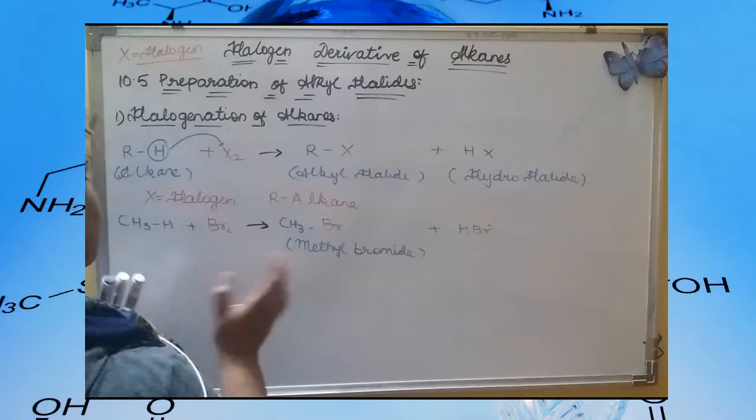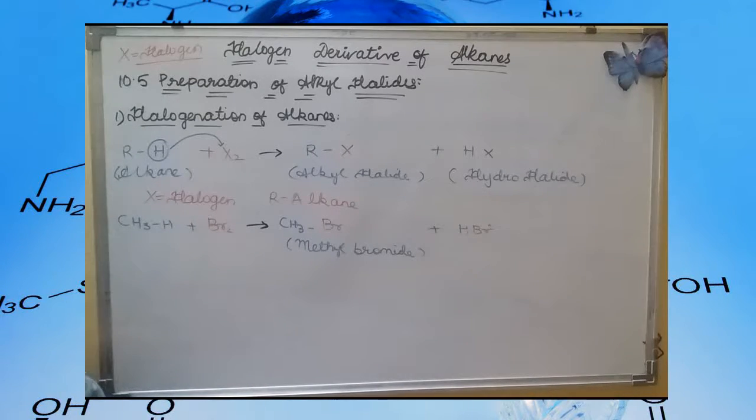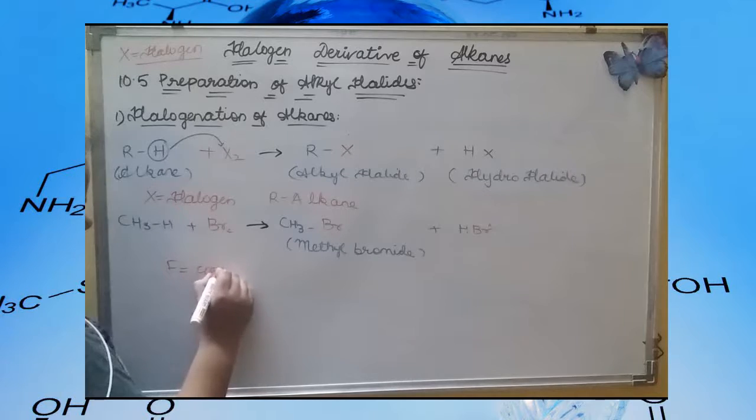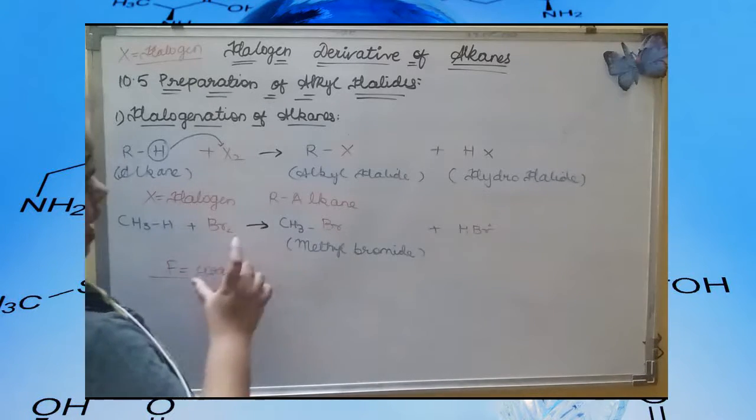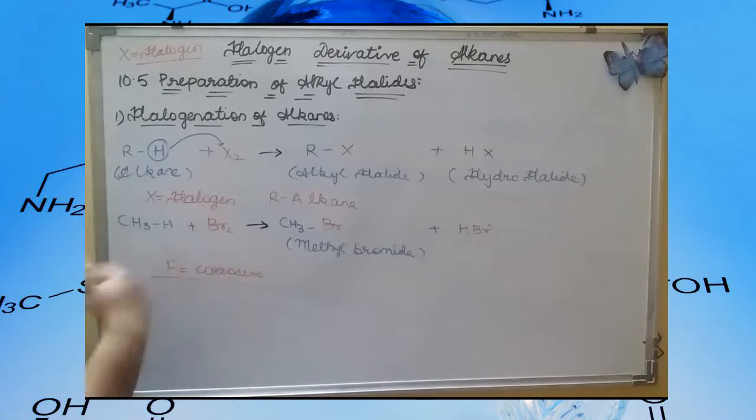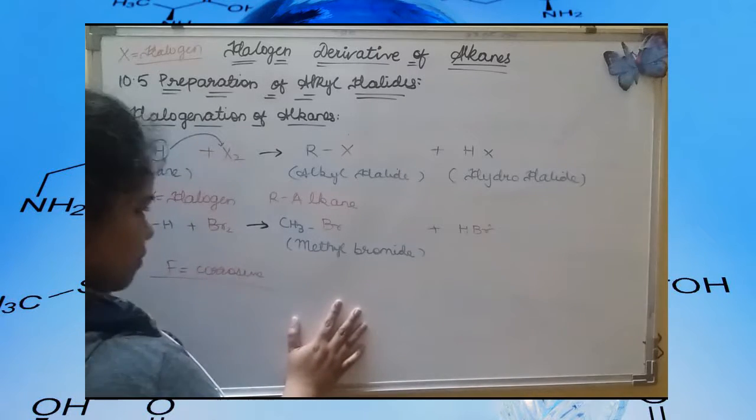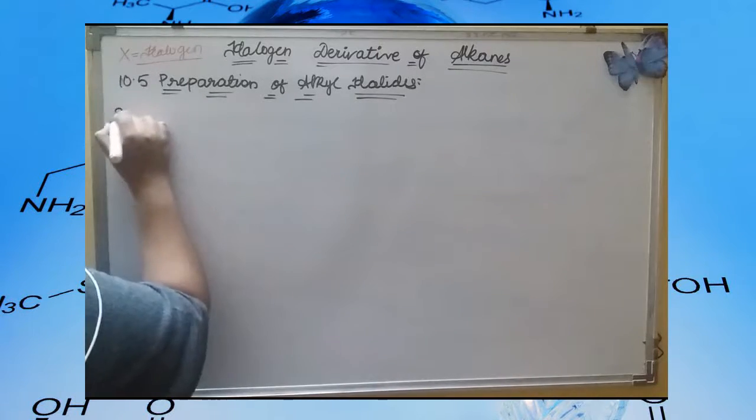But we cannot use fluorine. Why? Because fluorine is too corrosive and cannot be used in laboratory conditions. That's why you will rarely or never see reactions in this chapter where we are adding fluorine, because they are very corrosive.